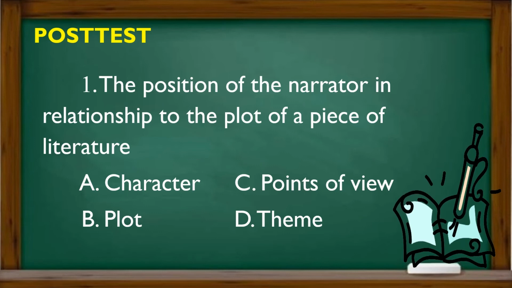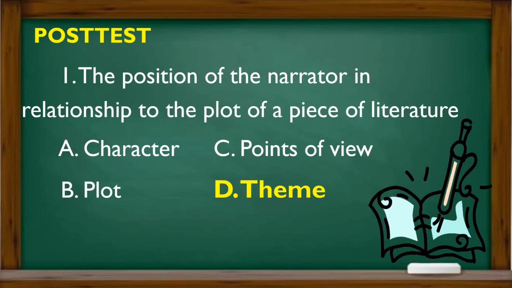Number 1. The position of the narrator in relationship to the plot of a piece of literature is A. Character, B. Plot, C. Point of view, D. Theme. So what is the answer? Letter C. Very good.